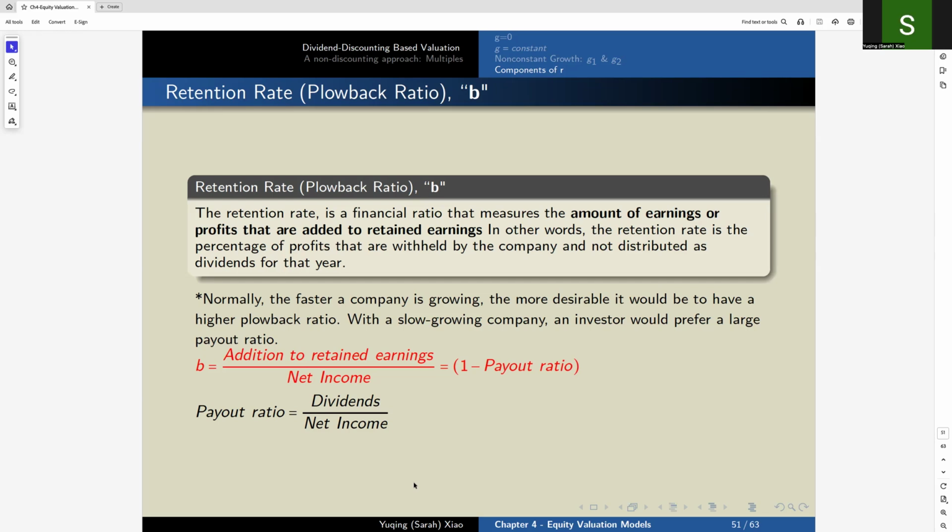For example, if a company earns $100 million in net income and pays $40 million in dividends, then it has a payout ratio of 40%. The retention rate is the remainder, 60%. Intuitively, the higher the retention rate, the more money is being reinvested to fuel future growth. But it also means less cash is being returned to shareholders today.